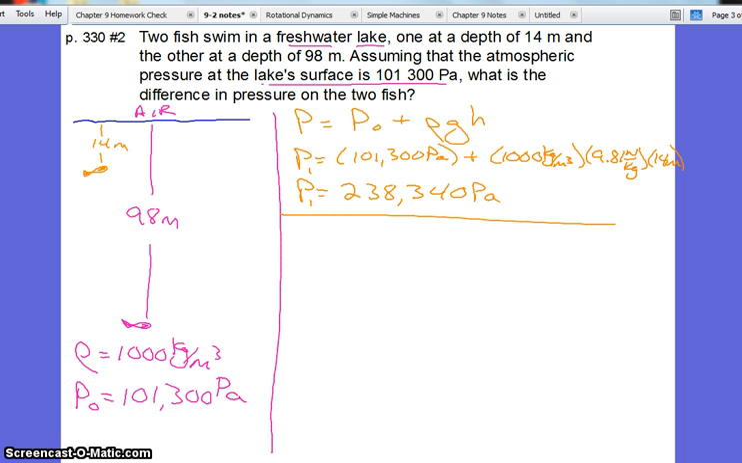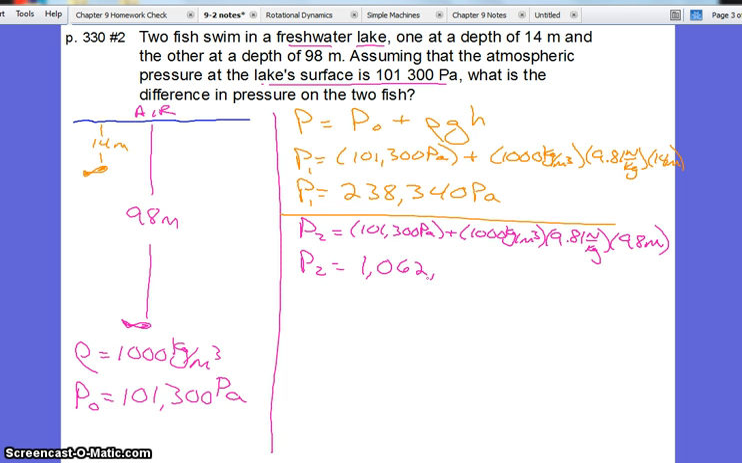Now we'll find the pressure of the second fish, which is again the pressure at the top plus the density of the water times gravitational field times the depth, in this case 98 meters, that's our only difference. And so we get the second pressure to be 1,062,380 pascals. Now the question was asked, what is the difference between those two pressures?